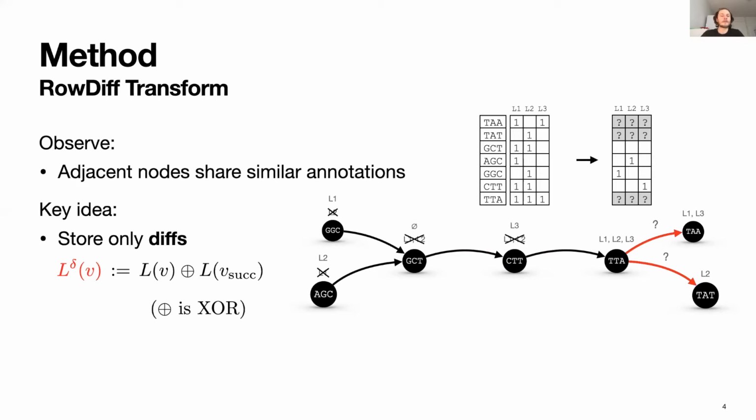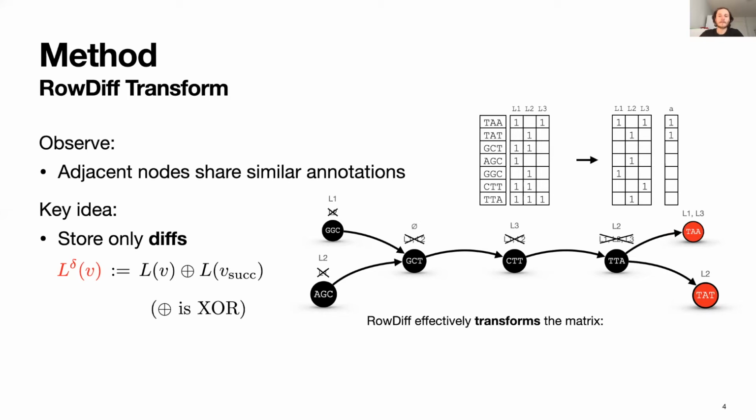For the nodes with multiple outgoing edges, we only pick one of them to define a single RowDiff successor against which we compute the diff. We simply pick the lexicographically smallest adjacent node as a successor, and then we compute the diff. Finally, for the nodes with no outgoing edges, which are called sinks, there are no successors and therefore we must store their original rows. We call such nodes anchors and mark them in an extra bit vector.